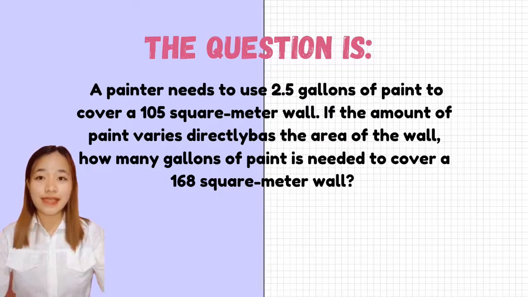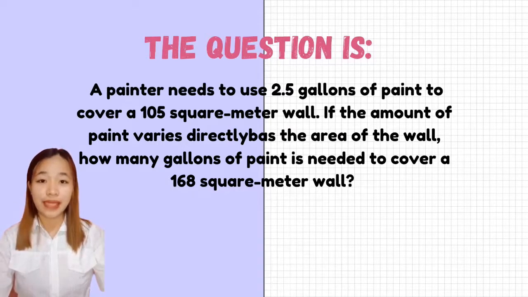The question asks how many gallons of paint the painter needs to cover a 168 square meter wall if he needs to use 2.5 gallons of paint to cover a 105 square meter wall, and if the amount of paint varies directly as the area of the wall.